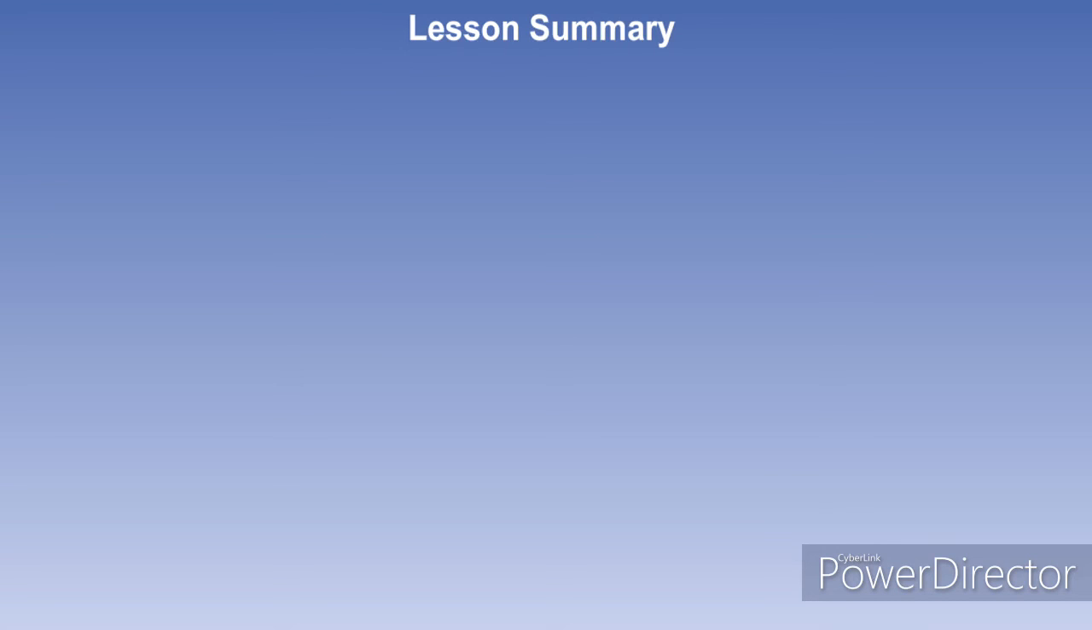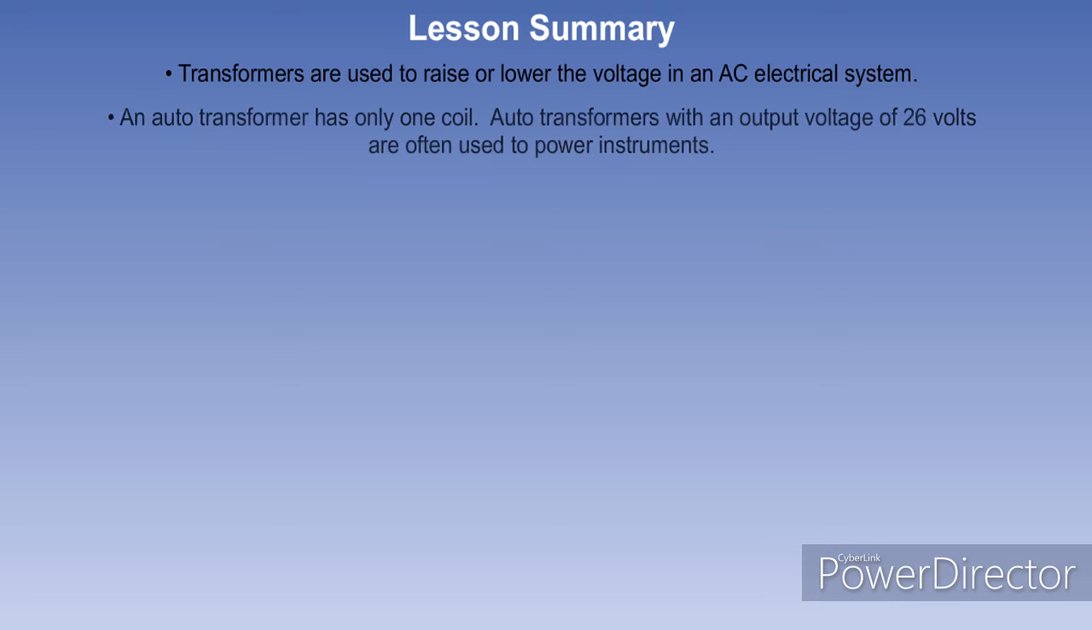That is the end of the lesson. Here are the main points that you need to take from it. Transformers are used to raise or lower the voltage in an AC electrical system. An autotransformer has only one coil. Autotransformers with an output voltage of 26 volts are often used to power instruments.